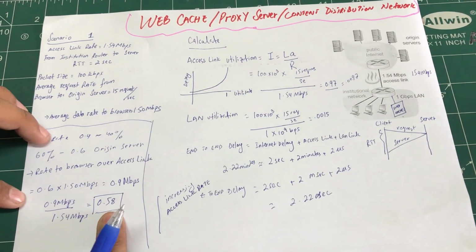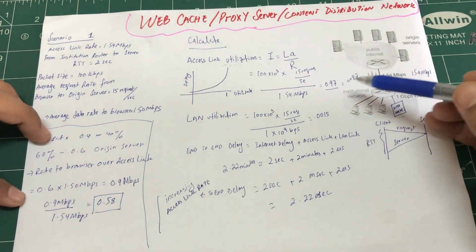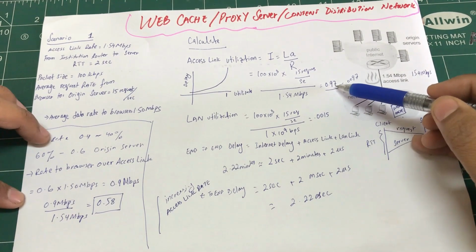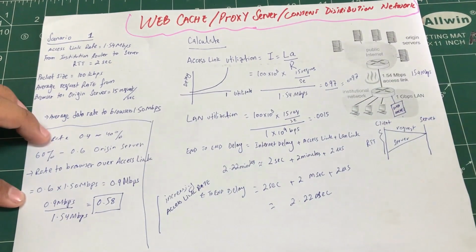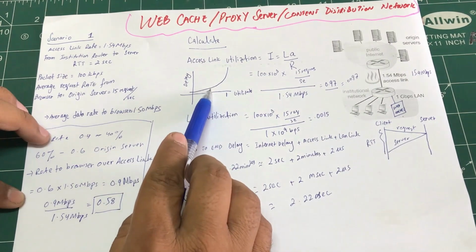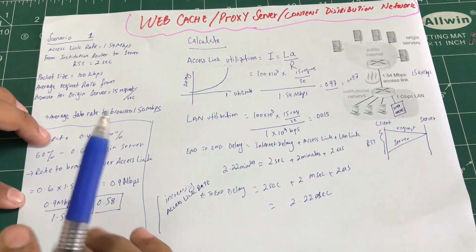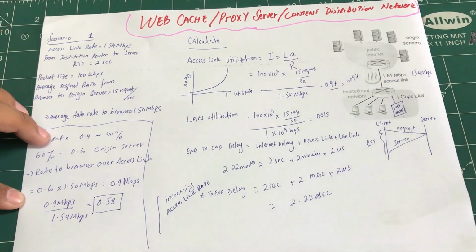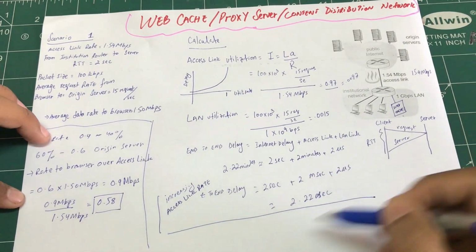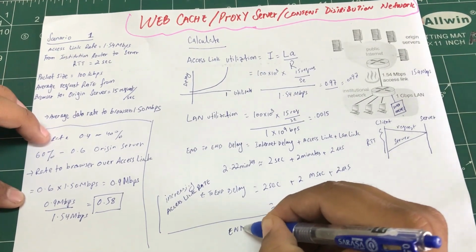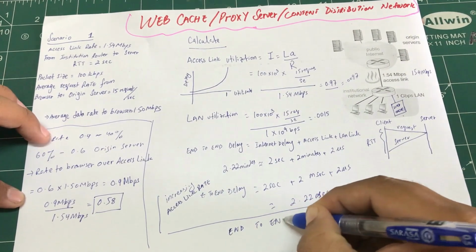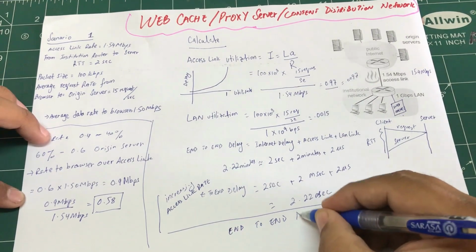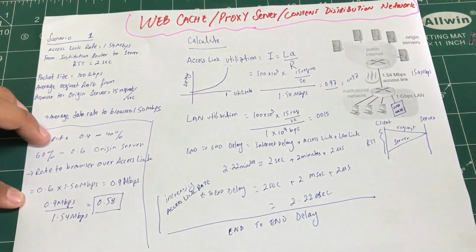Now 0.58, as compared to the original problem, which was 0.97, puts you somewhere around here in the delay curve. So your delay is going to be very low compared to the previous delay. Now the average end-to-end delay when you install a web cache.